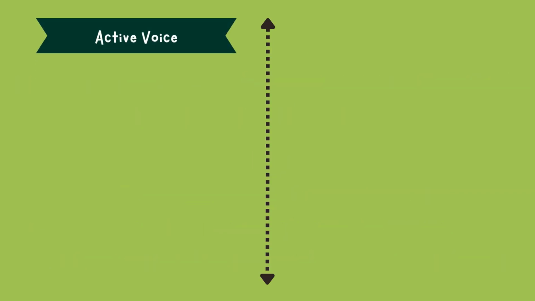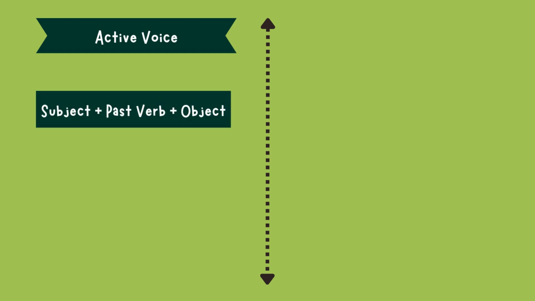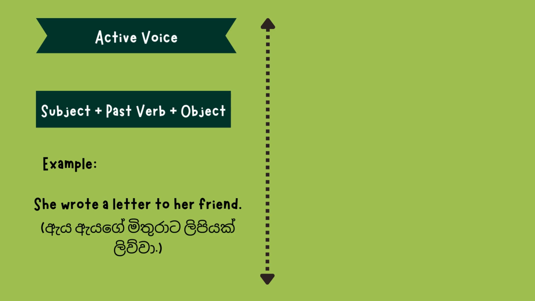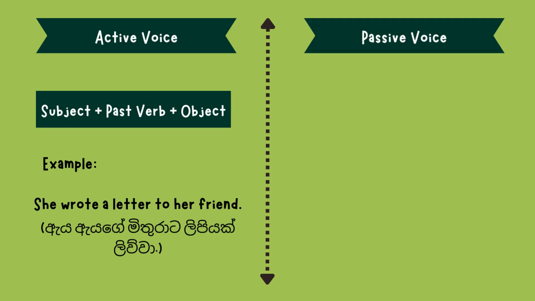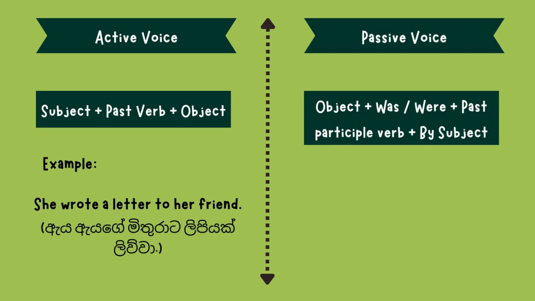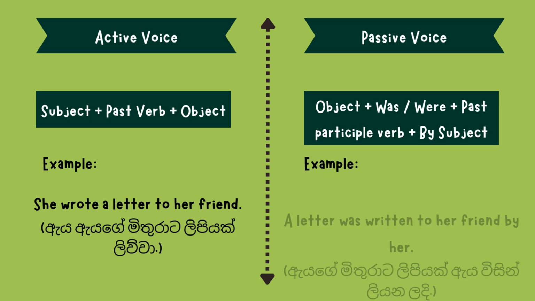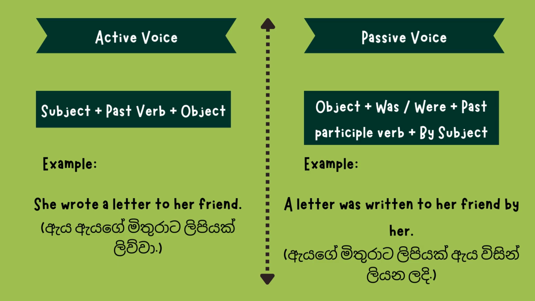Active voice. Subject plus past verb plus object. Example. She wrote a letter to her friend. Passive voice. Object plus was or were plus past participle verb plus by subject. Example. A letter was written to her friend by her.